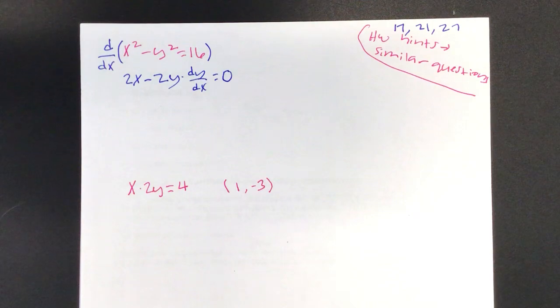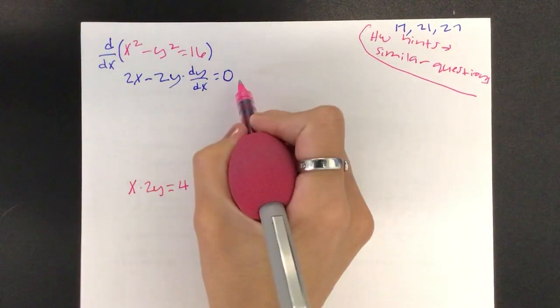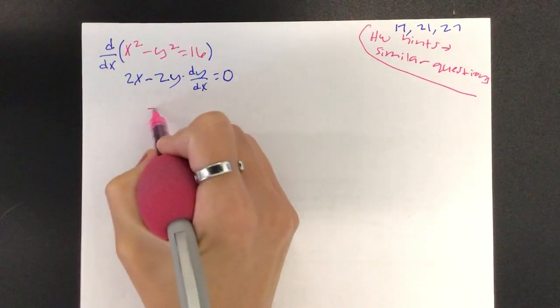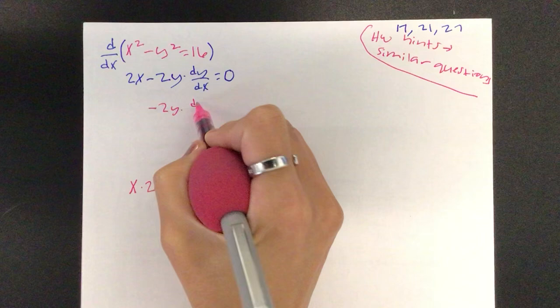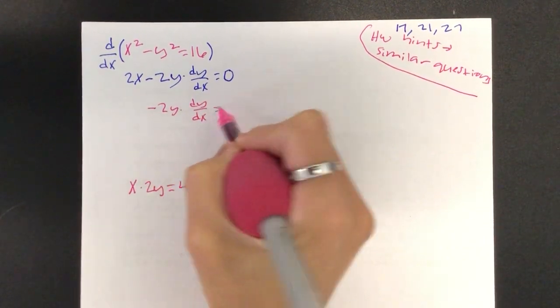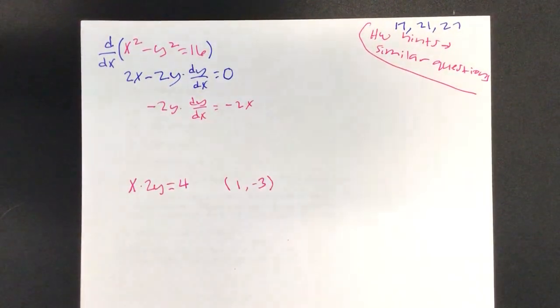That's the only calculus piece. The remaining is more like algebra 1, and I'm going to take it step by step. We're going to subtract 2 on both sides, correct? So I have negative 2y dy over dx is equal to negative 2x. That was simply algebra. Y'all good with that?